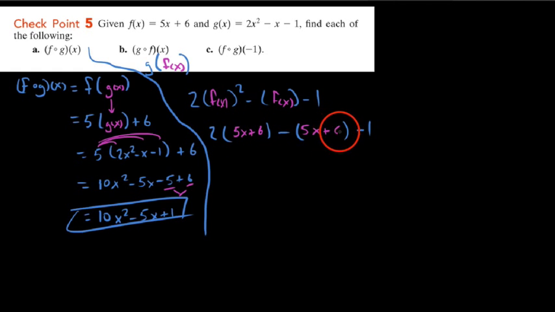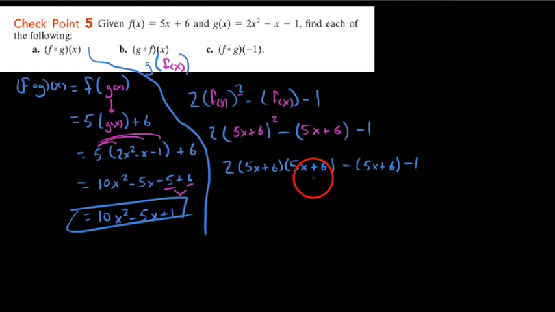And I noticed that I'm missing something here. This squared should be right there. So what's not fun about this is we have to simplify this. And so we end up with 2 times 5x plus 6 times 5x plus 6 minus a 5x plus 6 minus 1. So we're going to have to start with our multiplication here, and I'm going to start by multiplying the 5x plus 6 times itself. So we end up with 2 out front.